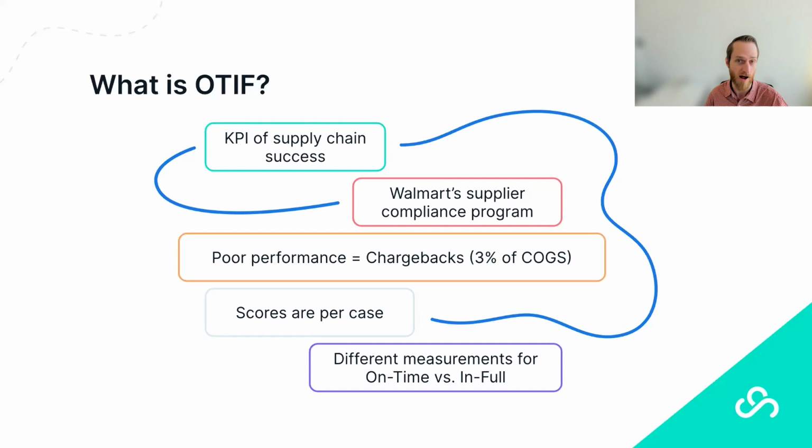And of course, if you're not performing up to their standards, you get those OTIF fines, which are calculated by taking 3% of any non-compliant goods, if you fall below the monthly threshold. We'll talk about all of that, as well as how you define on time and in full.